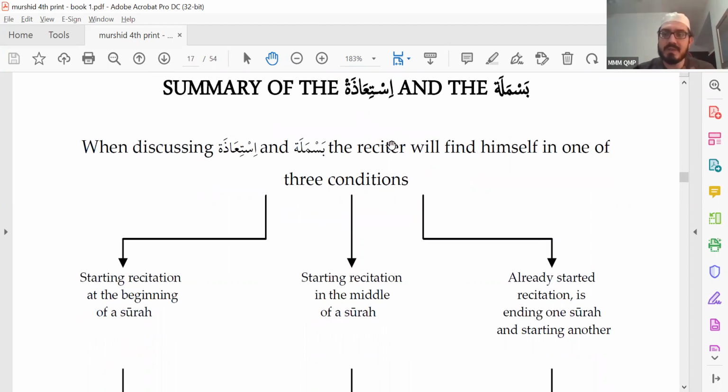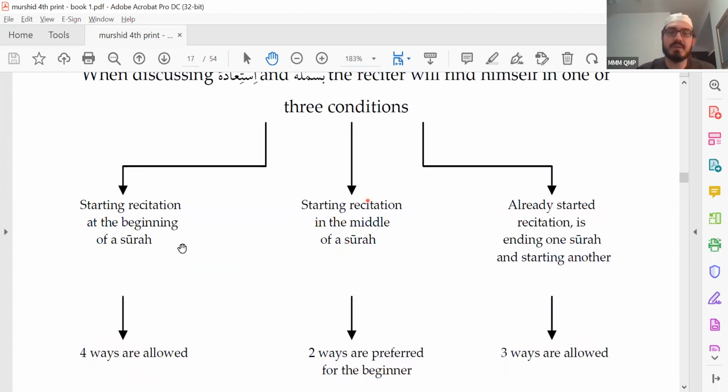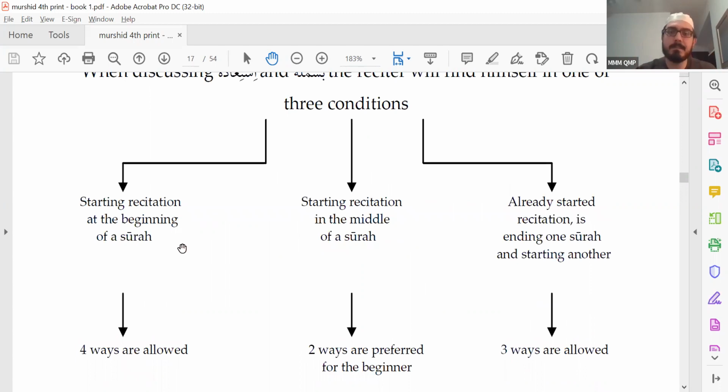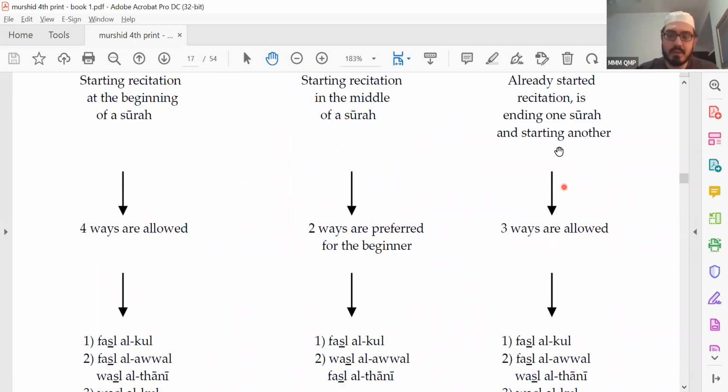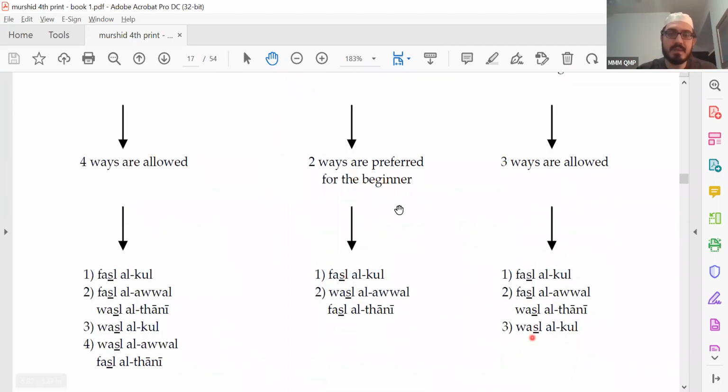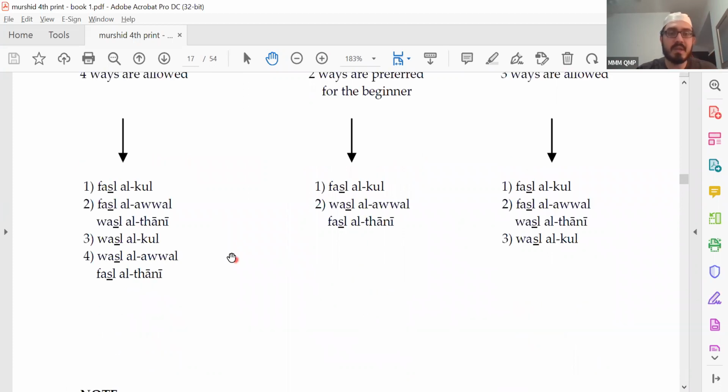So when you're talking about isti'adha and basmala, you're going to find yourself in one of three situations. Starting at the beginning of the surah, there are 4 ways. Middle of the surah, 2 ways are preferred for the beginner. If you're more advanced, you can do the other ones. And if you've already started, you're ending one surah and joining the next: 3 ways are allowed, 1 is not allowed. And here there's the explanation.